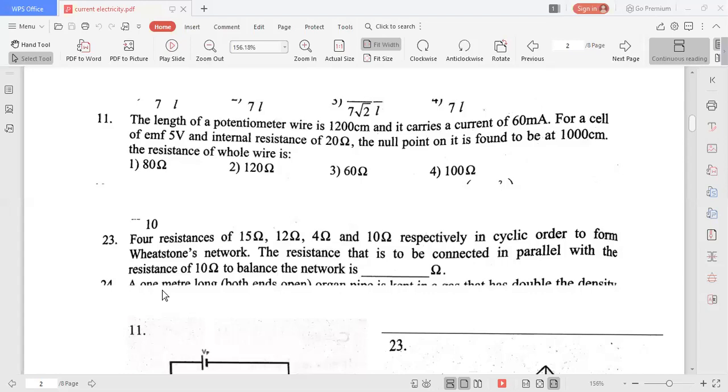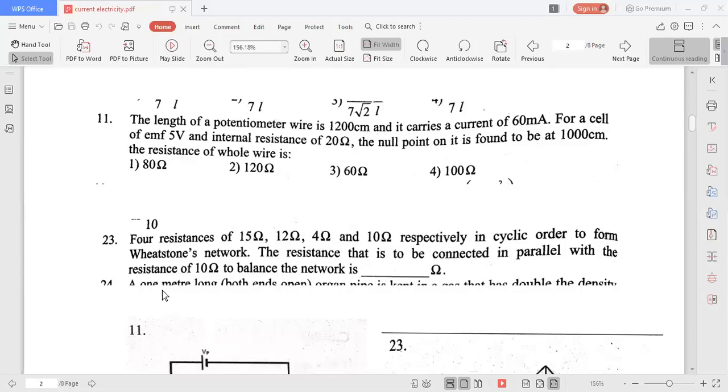Potential difference per unit length is called potential gradient, that is E by L. E means 5, L means 10 meter, so you write 10 meter. So 1/2 volt per meter. This is the potential gradient. Here the potential gradient is the same at each and every point of the potentiometer wire.